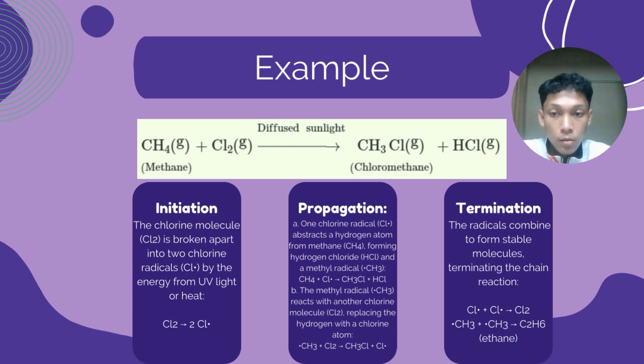In initiation, the chlorine molecule Cl2 is broken apart into two chlorine radicals by the energy from UV light or heat. Propagation is the part where one chlorine radical abstracts a hydrogen atom from methane, forming hydrogen chloride and a methyl radical, CH3. The methyl radical then reacts with another chlorine molecule, replacing the hydrogen with a chlorine atom. So in this phase, the chlorine radical takes one hydrogen from methane, forming hydrogen chloride, and this methyl radical CH3 takes a chlorine to replace the hydrogen that was already taken, forming CH3Cl. In the termination part, the radicals combine to form a stable molecule, terminating the chain reaction.